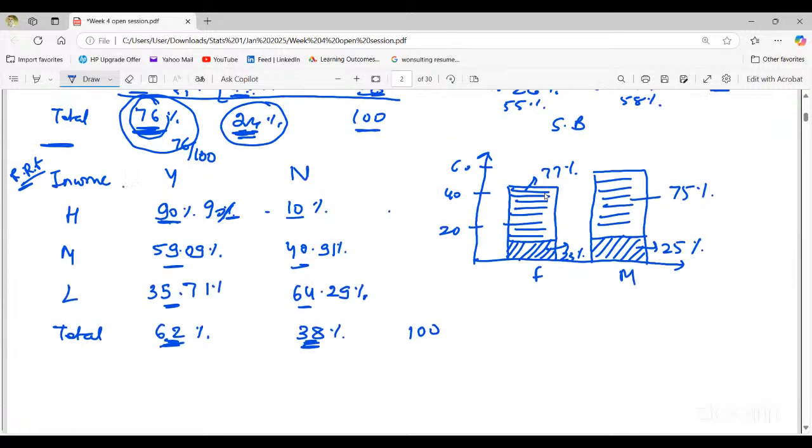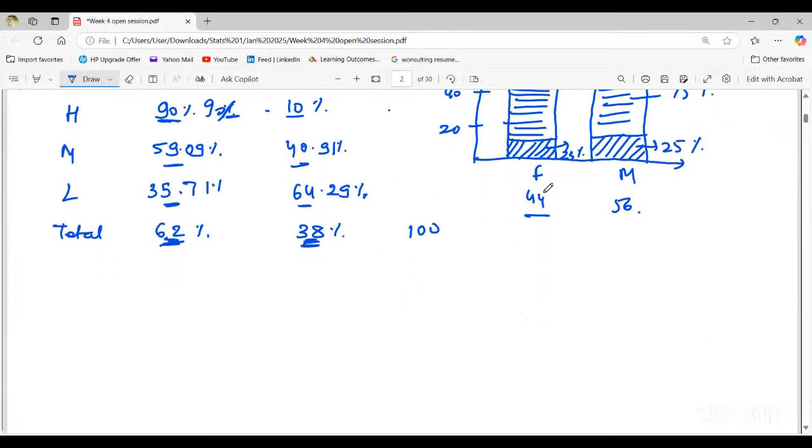See, in this figure, I'm considering the count of the number of females, right? So there are 44 females and 56 males. So in this frequency only, I have divided the bar into two segments, correct? This is a standard one. Got it?